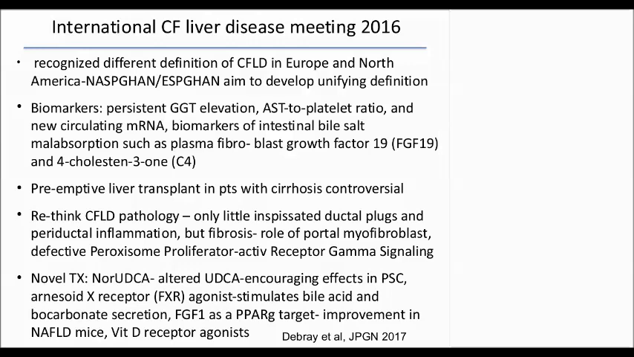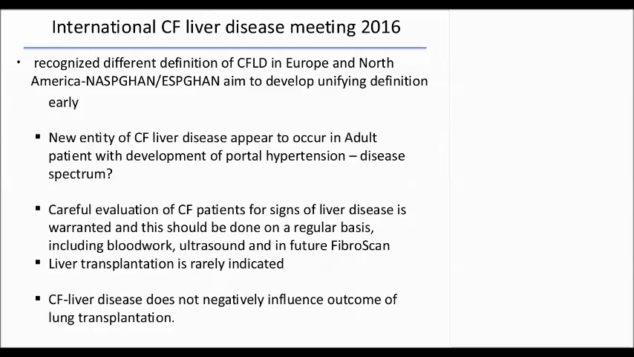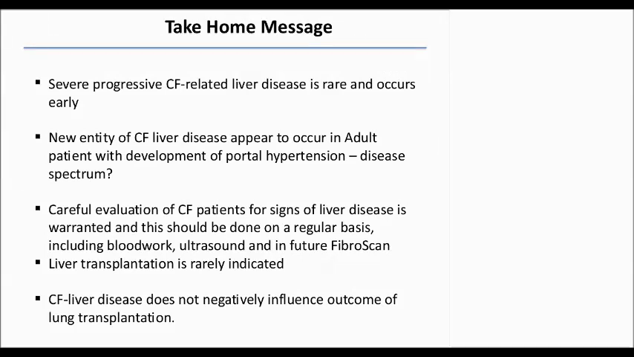People coming from other liver diseases look into novel therapies that may also help for CF-related liver disease. There's an altered ursodeoxycholic acid that shows an encouraging effect in the primary sclerosing cholangitis group. There's a farnesoid X receptor agonist that stimulates bile acid and bicarbonate secretion, and then a PPAR gamma targeted inflammation pathway, and at least in mice that has been promising. There's some research ongoing in that field, which I think is interesting to follow.